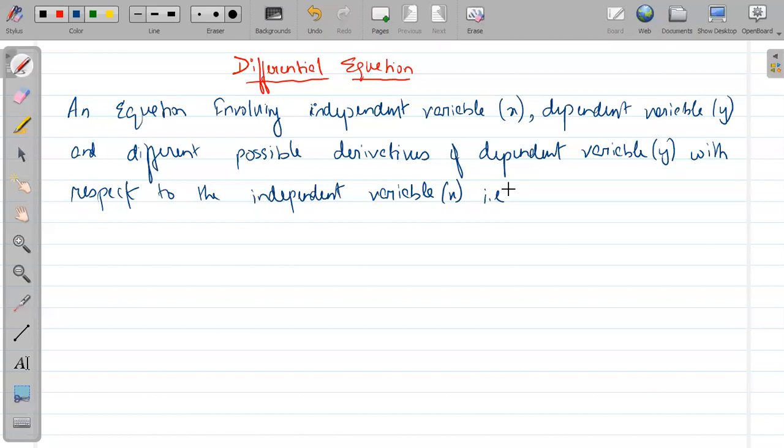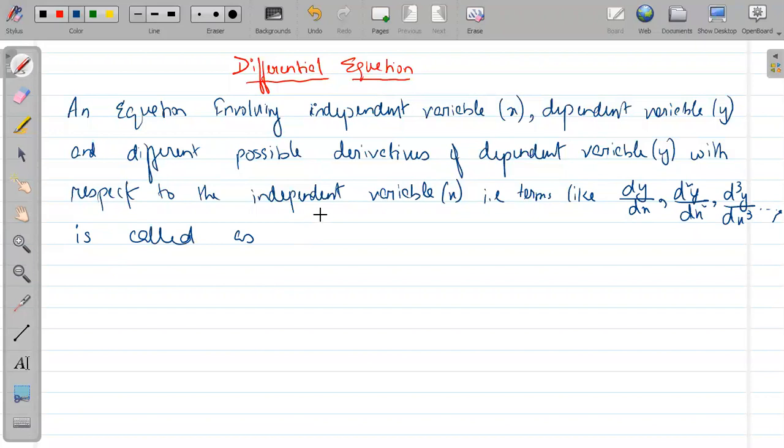That is, terms like different possible derivatives means what? First order, second order derivative, third order derivative, like this. Terms like dy by dx or d square y by dx square, like second order derivative, or third order derivative, etc. is called a differential equation. I hope it is clear.